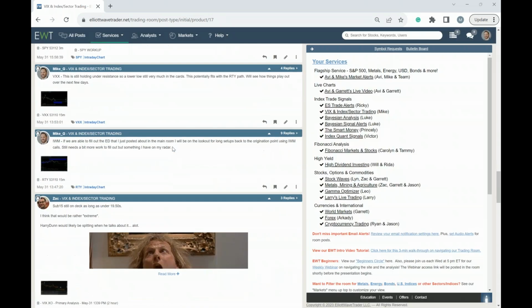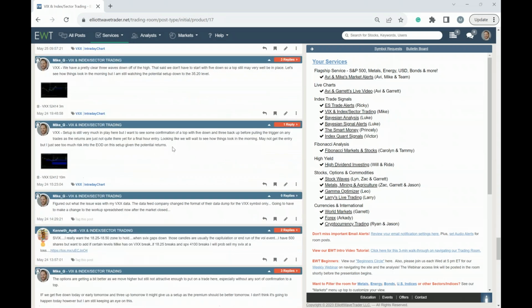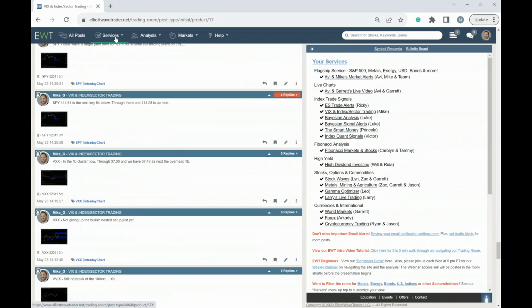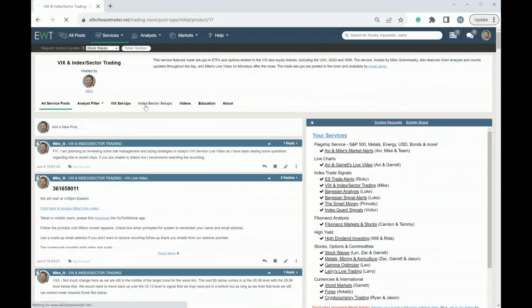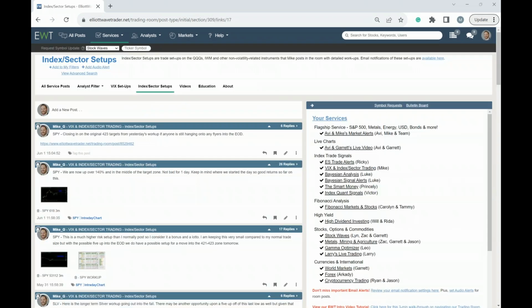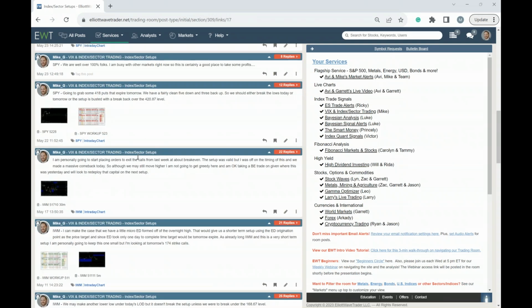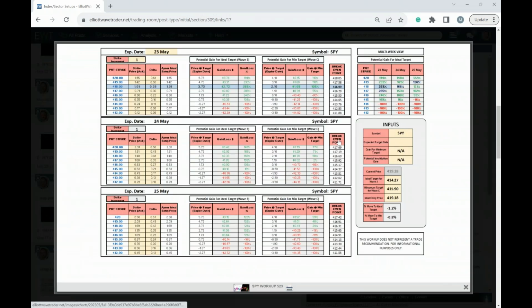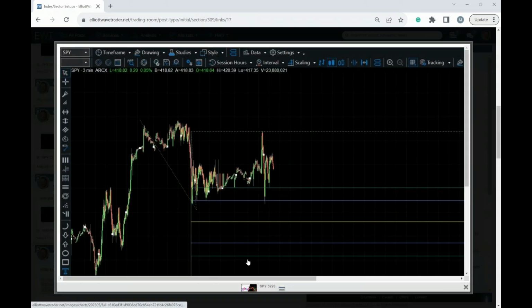let me use a different one because I want to show actually how this works. Okay, let's use this one. This is better. So this was SPY puts. This was right before that last SPY. So this was a put setup.